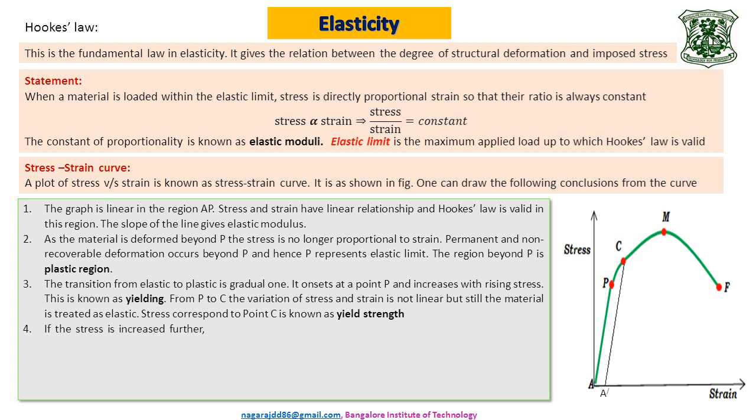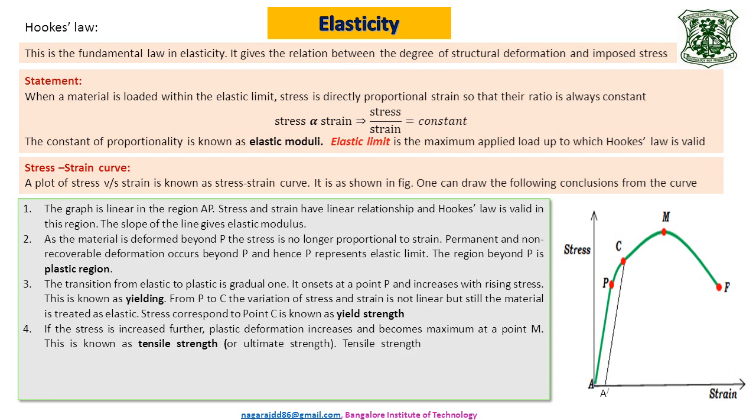Coming to the fourth one: if the stress is increased further, plastic deformation increases and becomes maximum at M. This is known as tensile strength or ultimate strength. Tensile strength is the maximum stress sustained by a material. So up to M, there will be deformation, and after M, some structural changes will take place in the material. So the stress corresponding to M is known as tensile strength or maximum strength or ultimate strength.